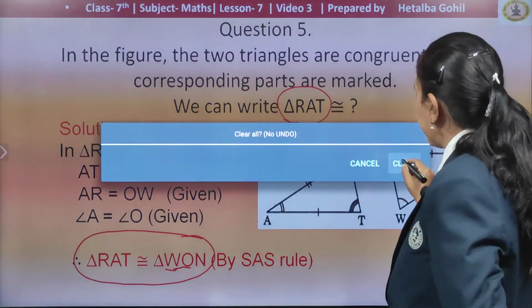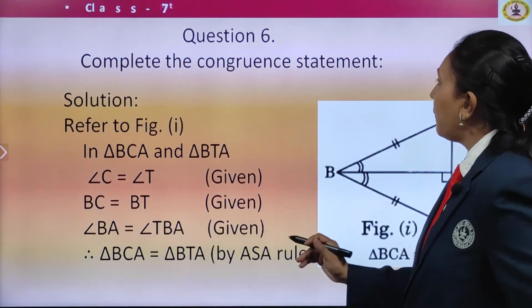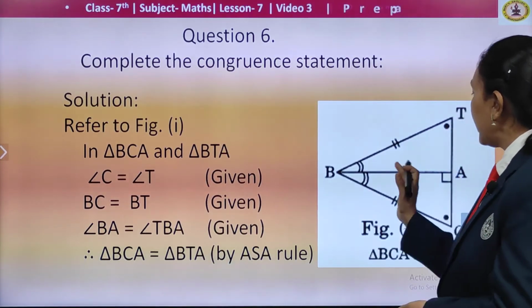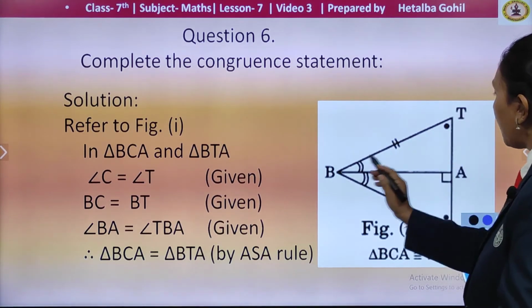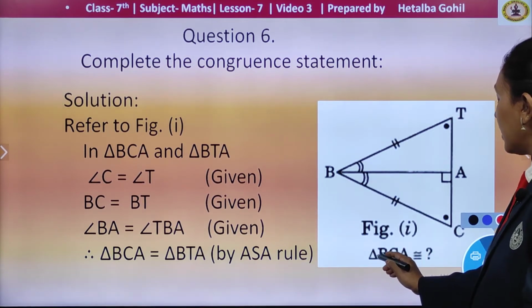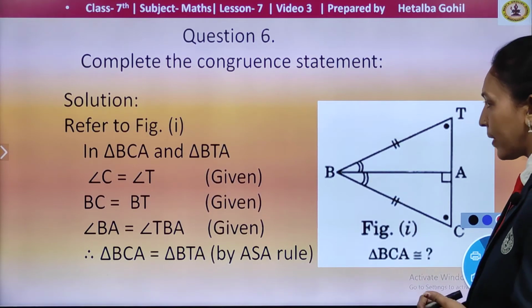Question 6. Complete the congruence statement. Now, here the figure is given to you wherein two triangles CAB and TAB are given to us. Now, the question is, triangle BCA is congruent to which triangle.